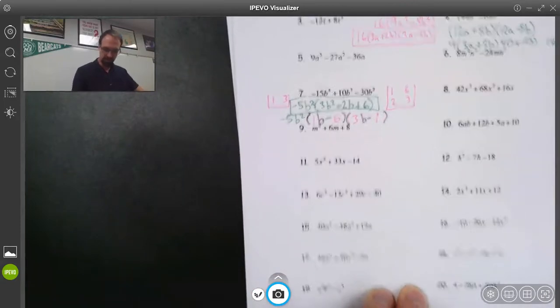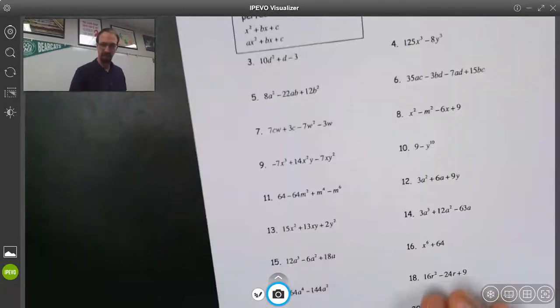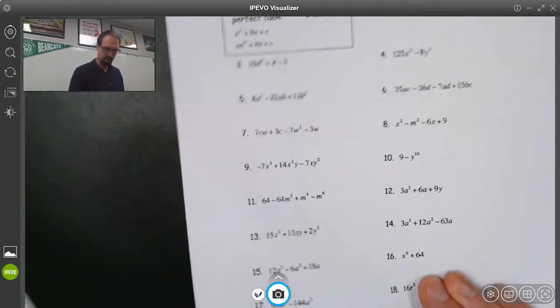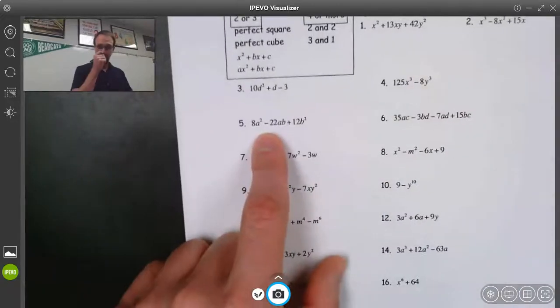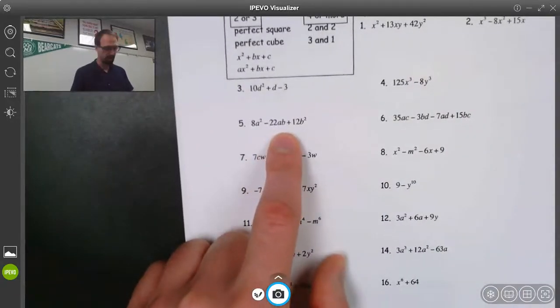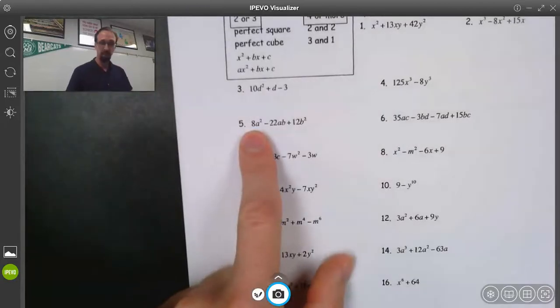Next one is on this next sheet. Again, it's more factoring practice. So now on sheet number 10, this is number 5. I have 8a squared minus 22ab plus 12b squared. I can factor out of all of these. Looks like I can factor out a 2, but I can't factor out a 4. So I'm just going to factor out a 2 from all of these.